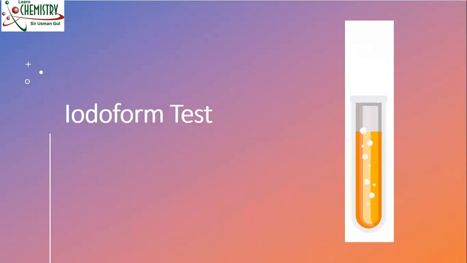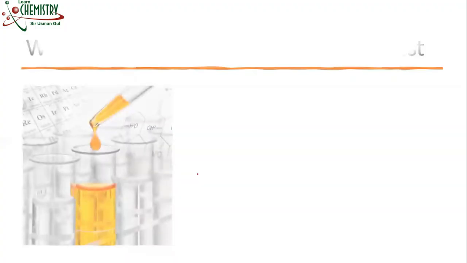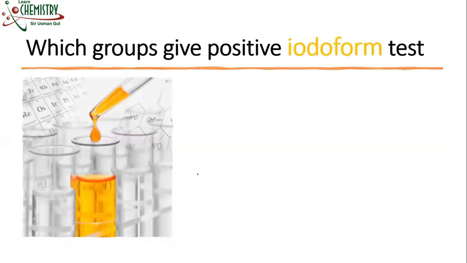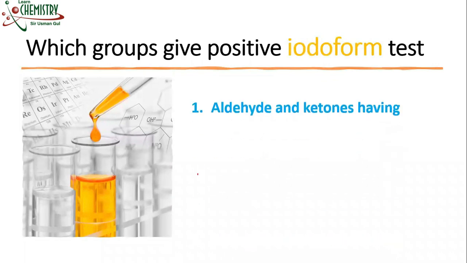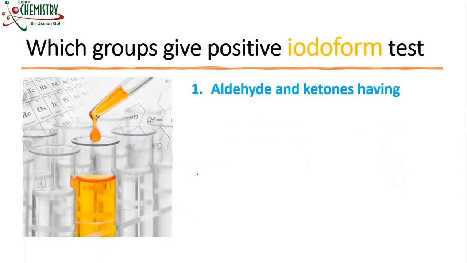Today in this lesson, I will explain what the iodoform test is, and I will also give you some tips on how you can identify which type of reagent gives a positive iodoform test. First of all, which groups give a positive iodoform test? Remember that number one group is called aldehydes and ketones.